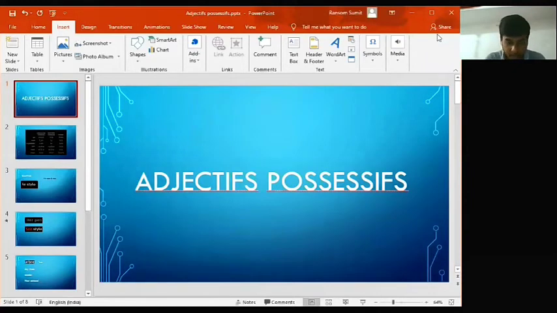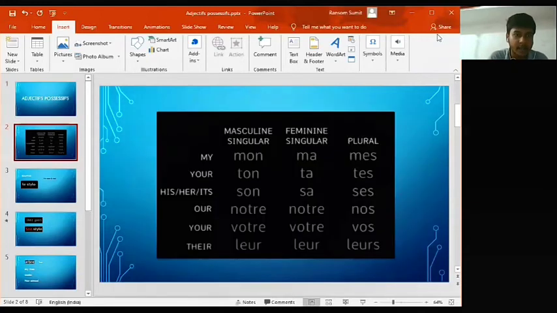In English, as we know, it is pretty straightforward. Possessive adjectives are my, your, our, his, her, its, or their. It's pretty straightforward, but in French, it's a little bit tricky and more complex than English. So, here are the translations for my.